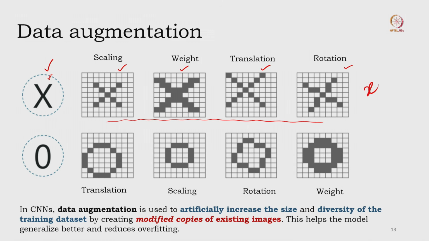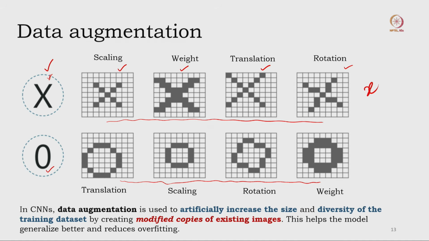Similarly, let us take one more example. Let us consider this as 0. When you consider this as 0, all these are different orientations or different variants of 0. The human eye is able to understand this, but this is not the case when it deals with images.